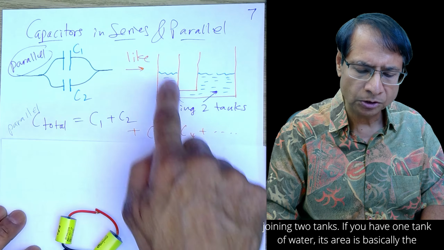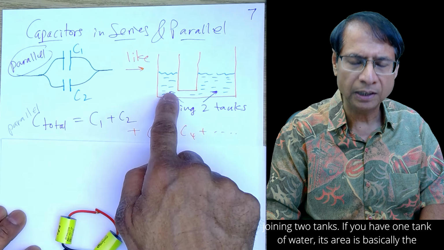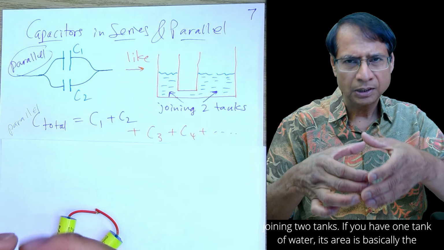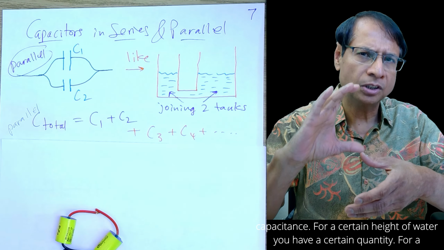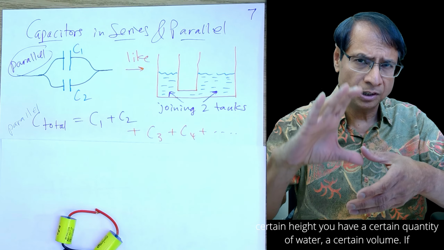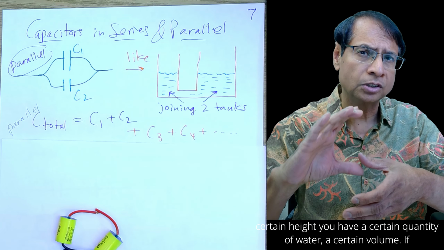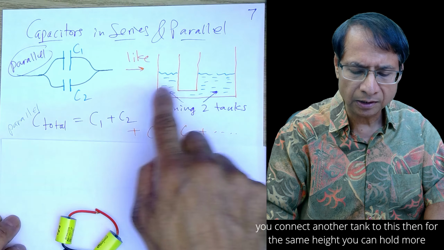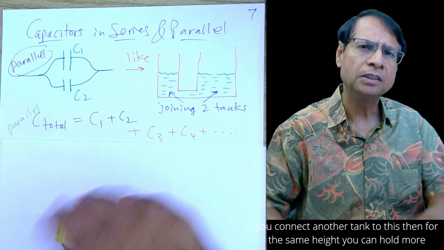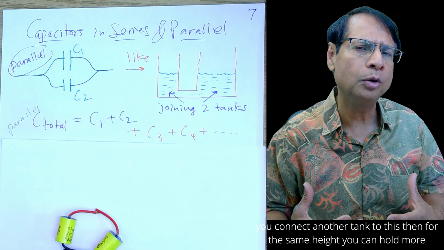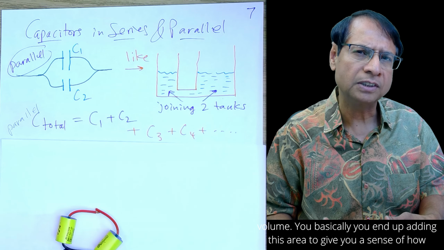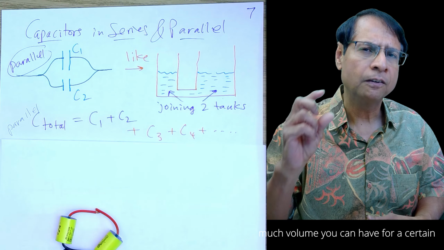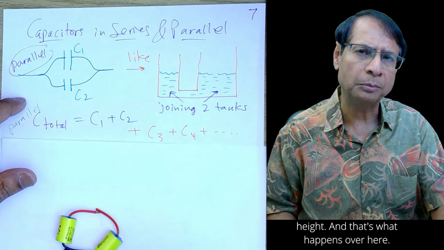So this is similar to joining two tanks. If you have one tank of water, its area is basically the capacitance. For a certain height, you have a certain quantity of water, a certain volume. If you connect another tank to this, then for the same height, you can hold more volume. You end up adding these areas to give you a sense of how much volume you can have for a certain height. And that's what happens over here.